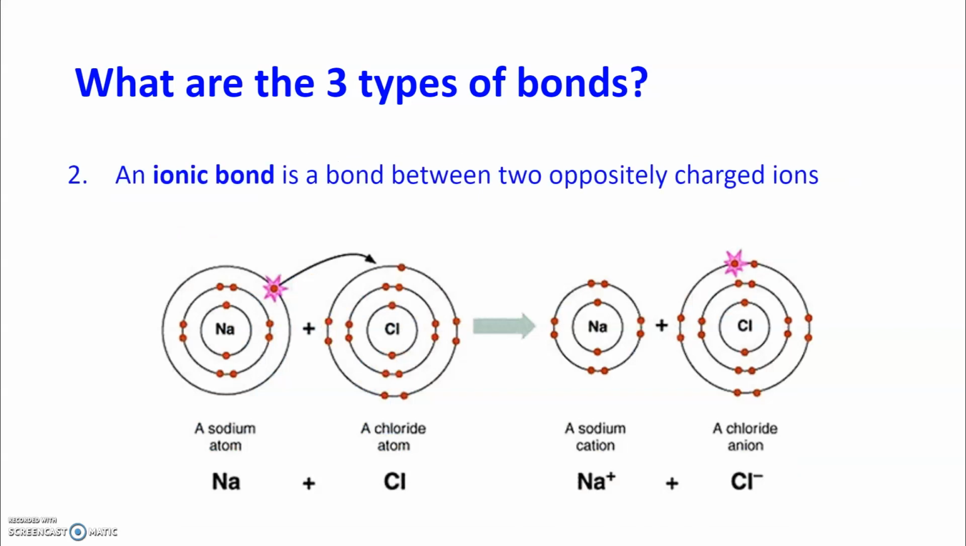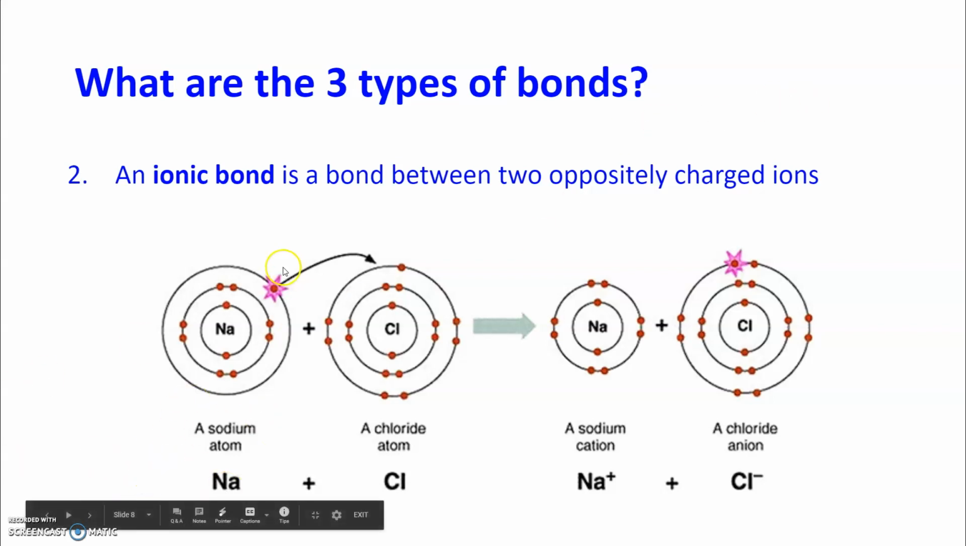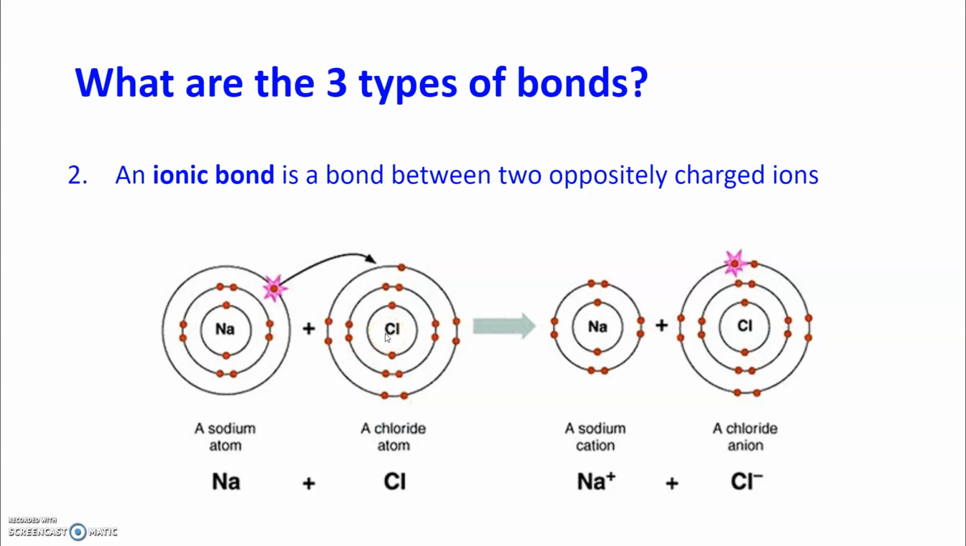Next type is an ionic bond. This is between two oppositely charged ions. So if you have a sodium atom and it has one valence electron, and you have a chlorine atom which has 7 valence electrons, chlorine is much more electronegative than sodium because it has a stronger magnet and they're in the same row. And because it has that one empty valence spot, it really wants that electron.